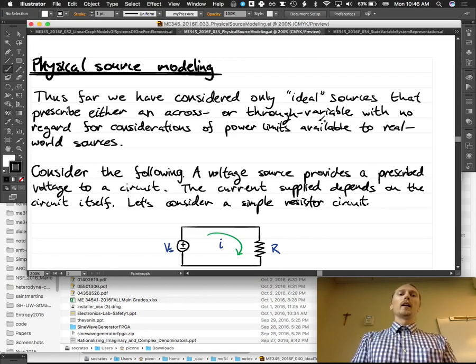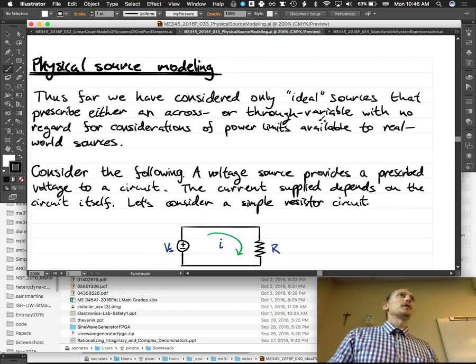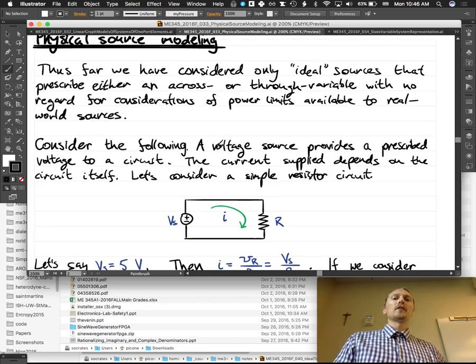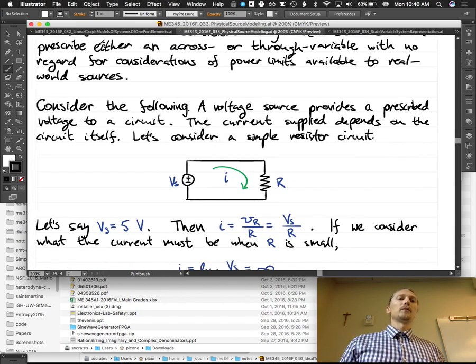Thus far, we've only considered ideal sources. We did talk about physical sources back in electronic systems, but so far in linear graph theory, we've only talked about ideal across and through variable sources with no regard for consideration of the power limits available to real-world sources. Consider the following.